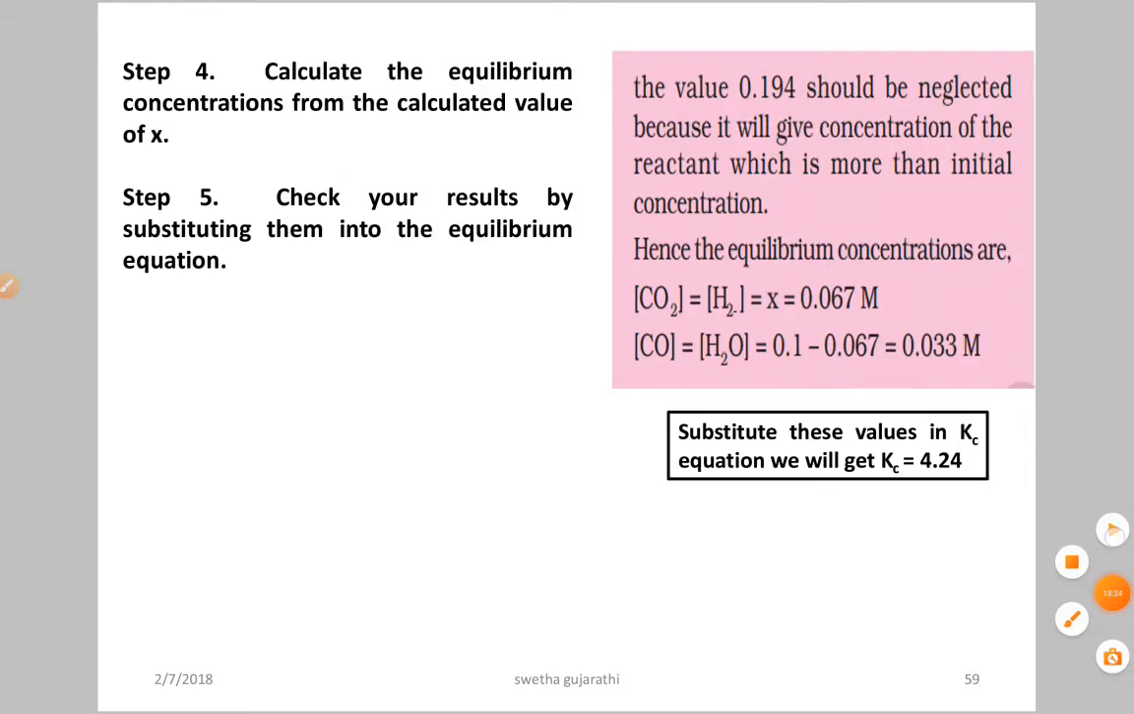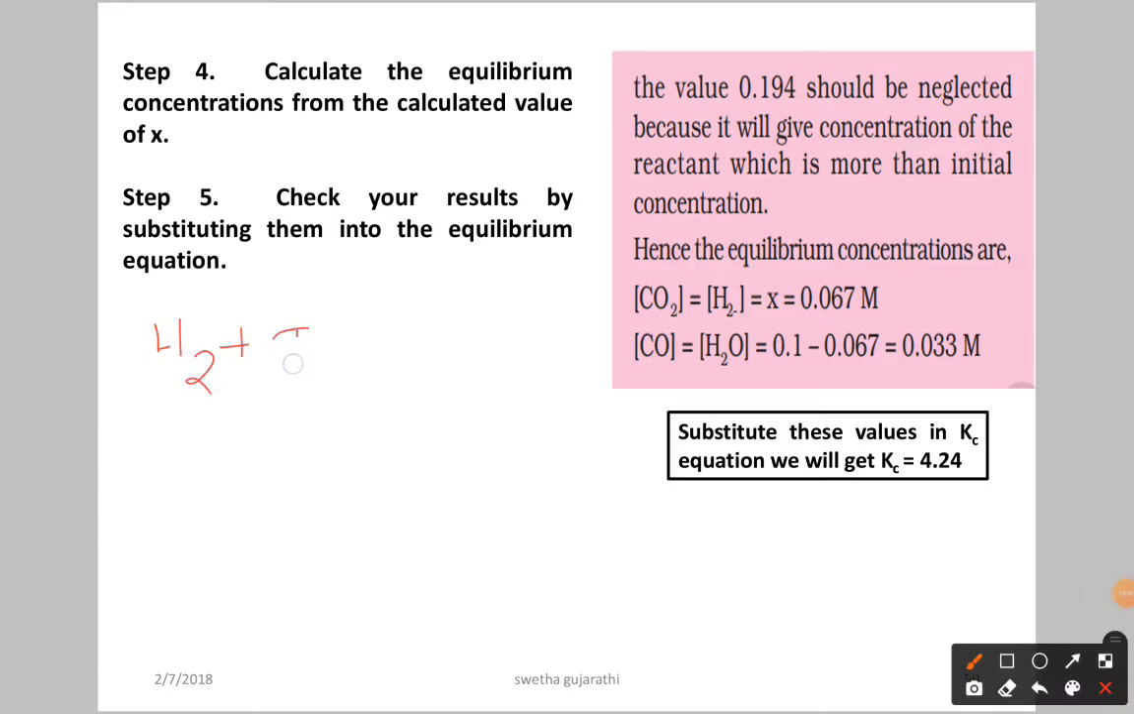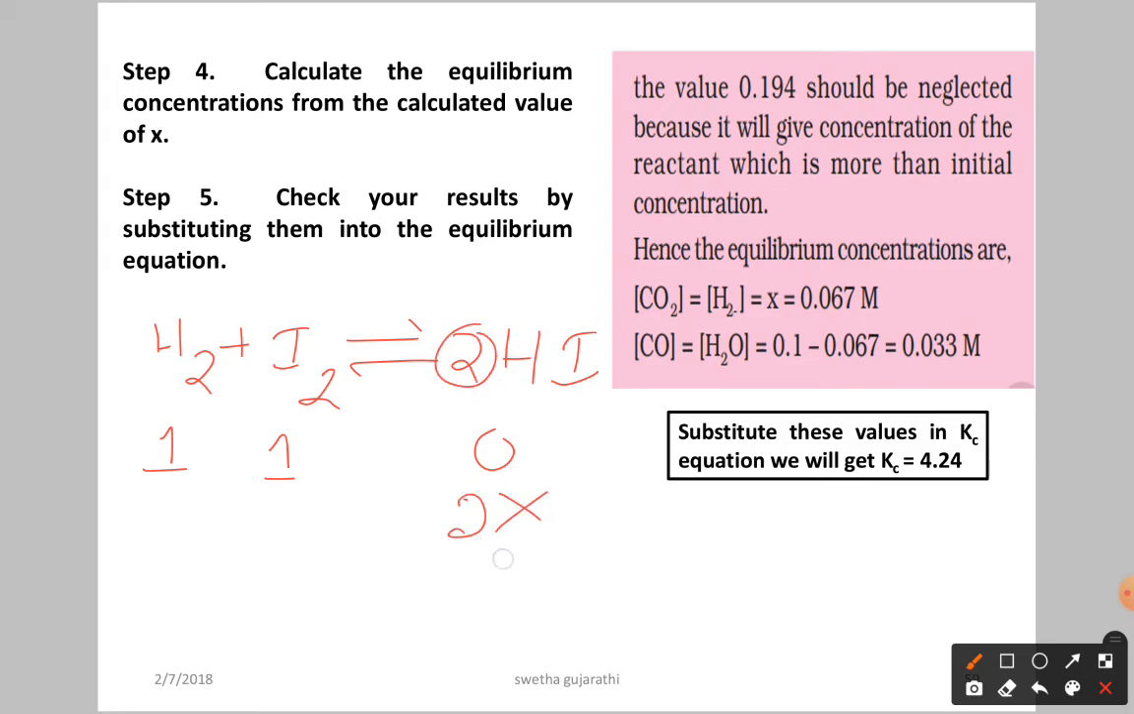Now let us see this example, H2 plus I2 gives rise to 2HI. Initial concentration is 1 molar, 1 molar, and 0. At equilibrium we don't know the concentration of HI, so we assume 2x because of the coefficient. For the reactants you assume 1 minus x.